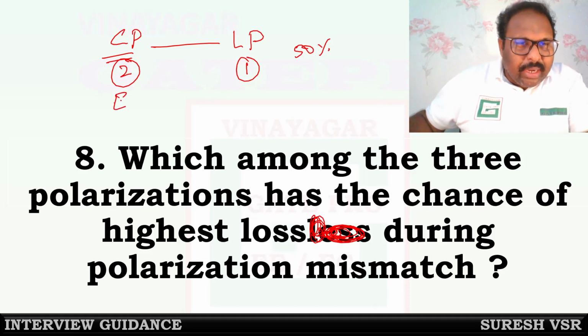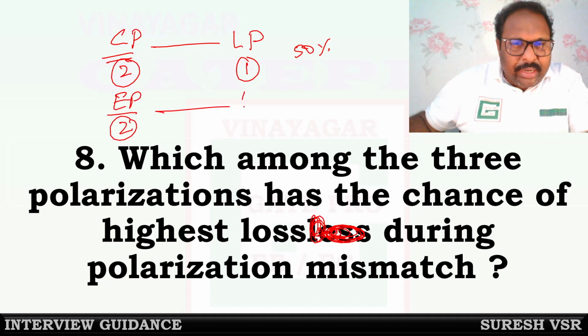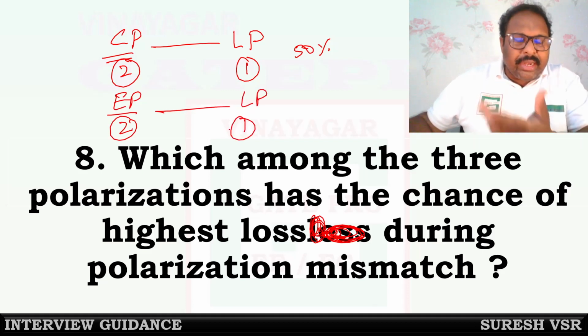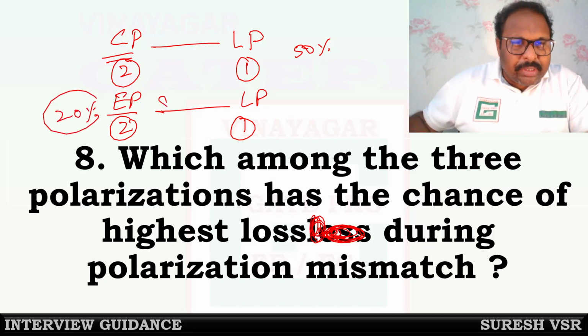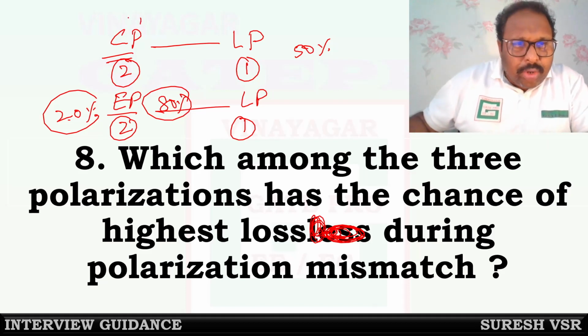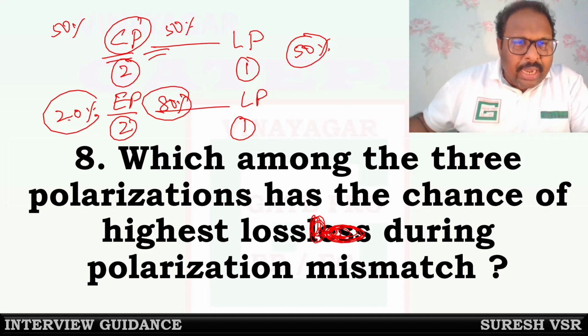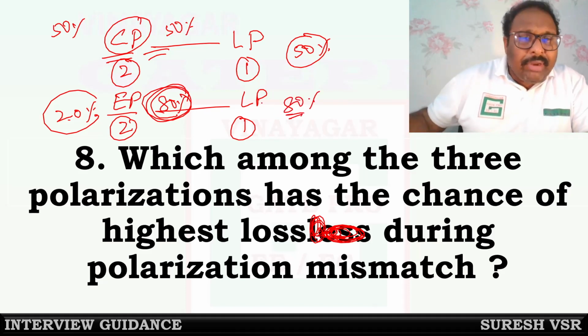Like suppose I have an elliptically polarized wave with two components and I am having a linearly polarized antenna. And let's say 20% is in one side, 80% is in the other side. So I lose this 20% or I lose this 80%. So there's a chance of losing this depending on the aspect ratio. So circularly polarized wave with 50%, 50% in each direction, there is a chance of losing 50%. Elliptically polarized wave where one can be 80 and the other can be 20, there is a chance of losing even 80%.